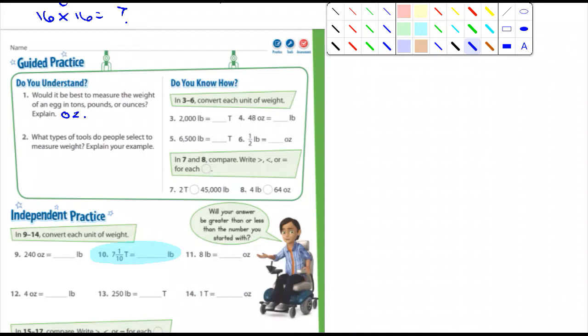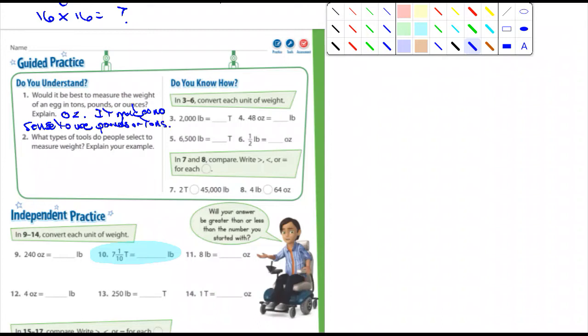Gosh, how could you phrase that? Say again, honey? They make no sense for it to be tons of pounds. Sure.